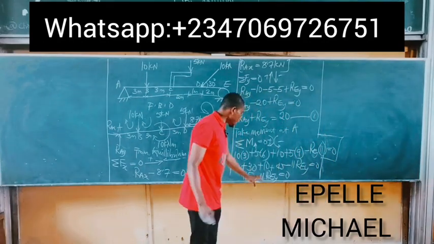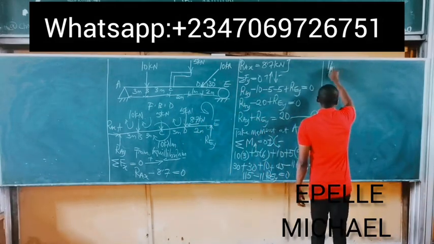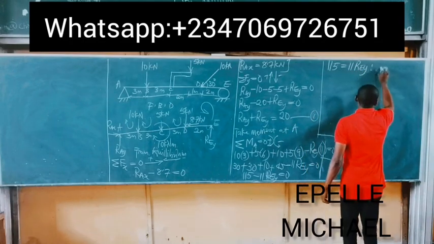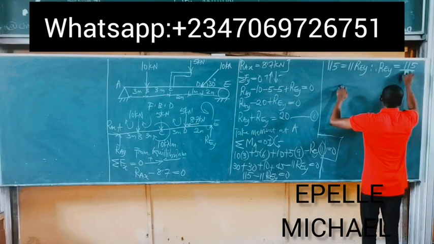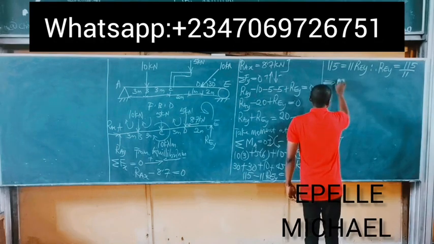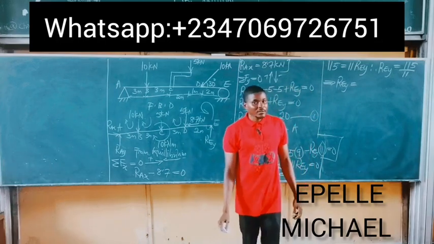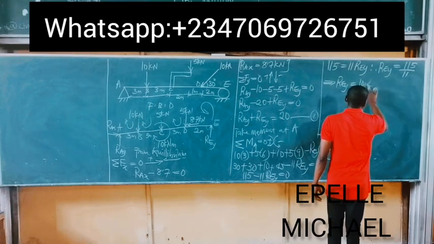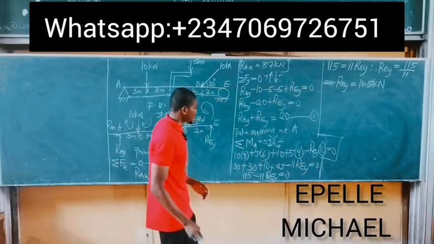Okay, so to make REY subject, simply send minus 11 REY over here. We simply have 115 equals 11 REY. Therefore, we make REY subject simply by dividing through by 11. It becomes 115 divided by 11. This implies that REY is equal to 115 divided by 11, which gives us 10.45, approximately 10.5 kilonewtons. So REY is simply 10.5 kilonewtons.